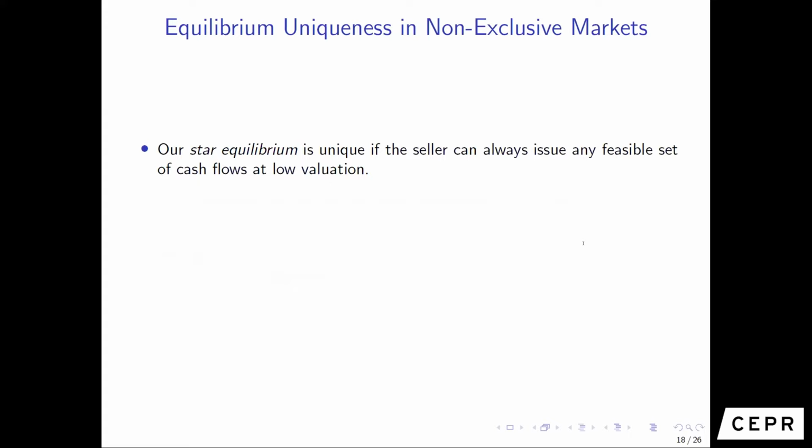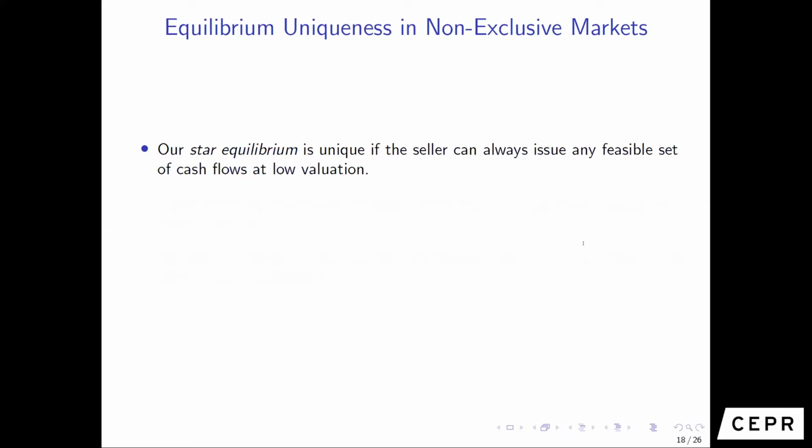Now, our star equilibrium is not necessarily unique. It is unique if we focus on settings where the sellers can always issue any set of cash flows at low valuation. I think this makes a lot of sense. I know this model is static, but I think this is just saying, look, if there's always a buyer willing to buy whatever it is at the lowest possible price, then the star equilibrium is the unique equilibrium.